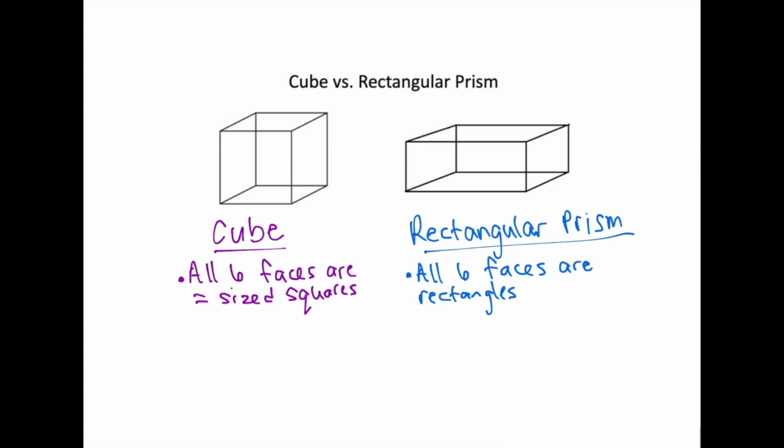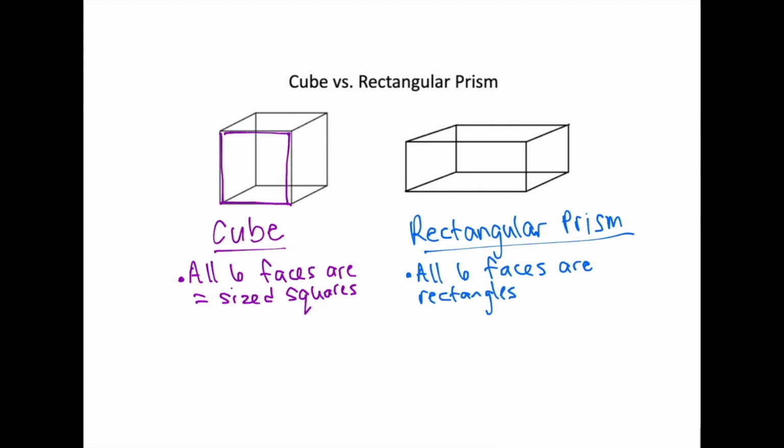Now, attributes include faces, edges, and vertices. We already talked about the faces. A cube and a rectangular prism both have 6 faces. Now, let's talk about the edges. The edges are these flat sides of each of the squares. So on this front alone, the cube has 4 edges.